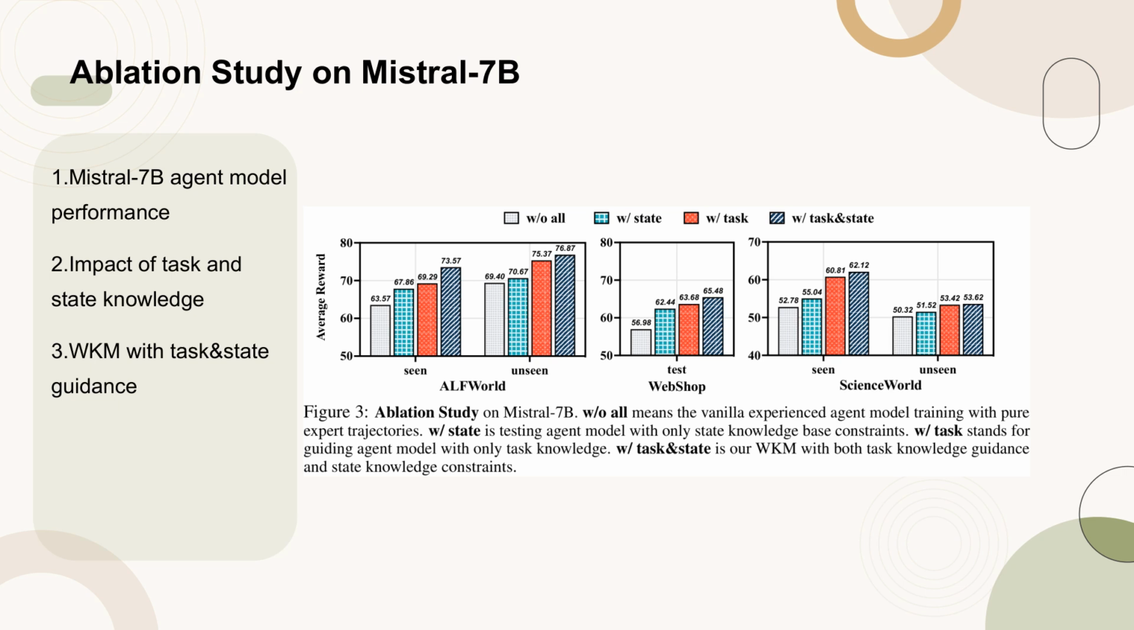The "without all" condition represents the agent trained with only expert trajectories, while "w/ state" and "w/ task" denote the agent tested with only state knowledge constraints and guided by only task knowledge, respectively. The "w/ task and state" condition is the WKM with both task knowledge guidance and state knowledge constraints. The results show that the WKM, especially with both task and state knowledge, significantly enhances the agent's performance, highlighting the importance of integrating world knowledge for effective agent planning.